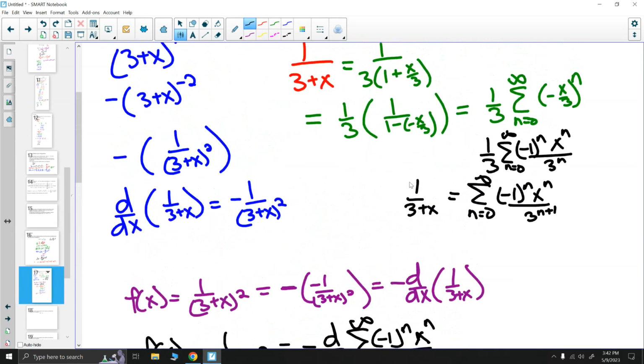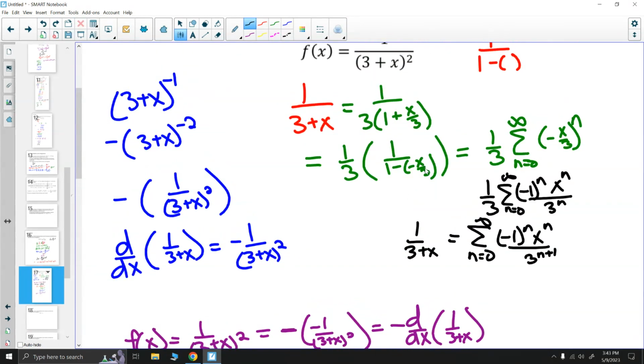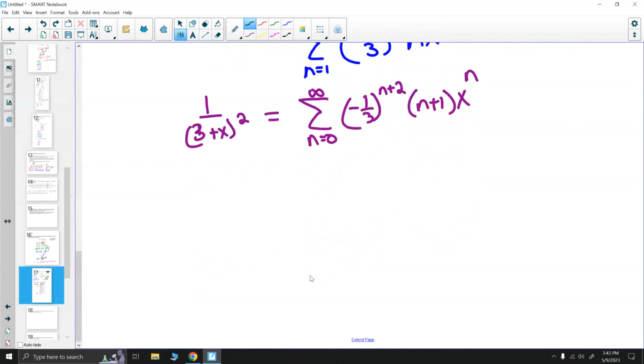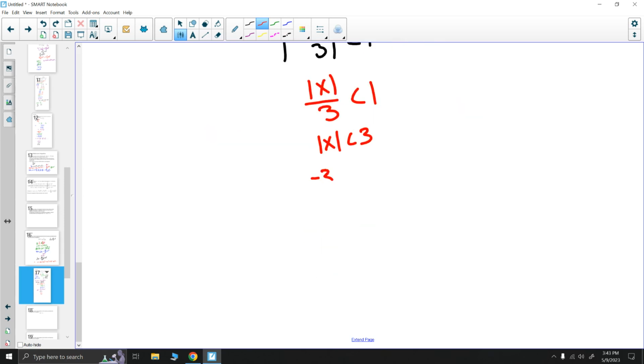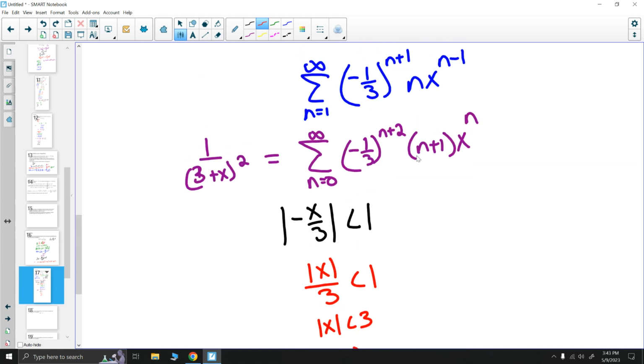So again, basically what I'm doing is I'm going back to my basic power series, my ratio here, this negative x over 3, and I'm going, okay, the absolute value of negative x over 3 is going to be less than 1. So this means that the absolute value of x over 3 is less than 1. Multiplying both sides by 3, we get absolute value of x is less than 3. So x is between negative 3 and 3. This is our interval of convergence, and it is this.